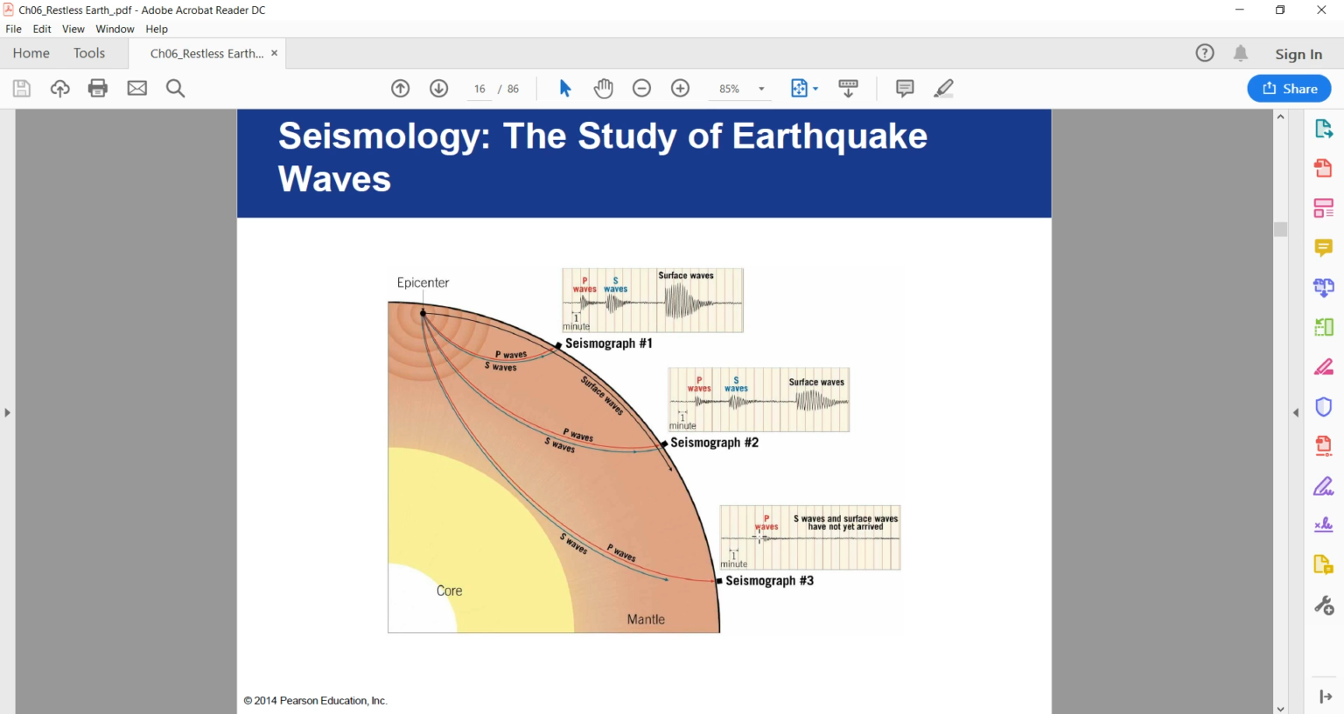So this indicates that P waves are the fastest. They have reached very quickly to this farther region, seismograph 3, which is really far from the epicenter. But S waves and surface waves have not yet arrived. You can see that S waves are almost there, and surface waves are still much farther from the seismograph. So this gives you an idea of the relative velocity difference between these waves. P waves travel fastest, S waves are second, and surface waves are the slowest, or third, amongst these seismic waves.